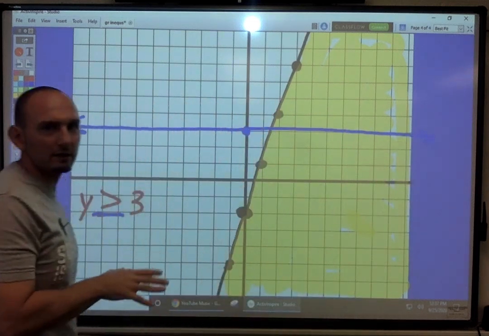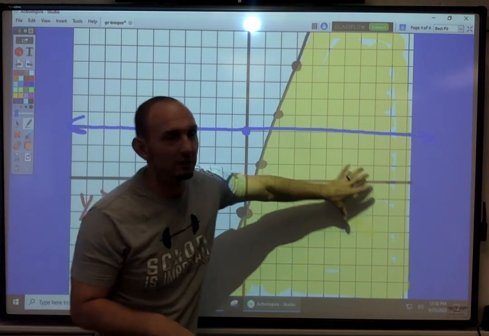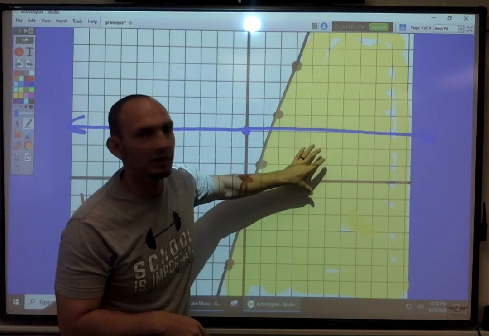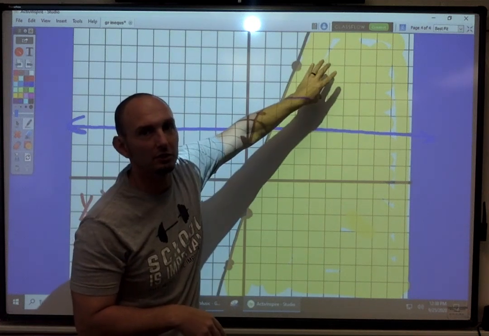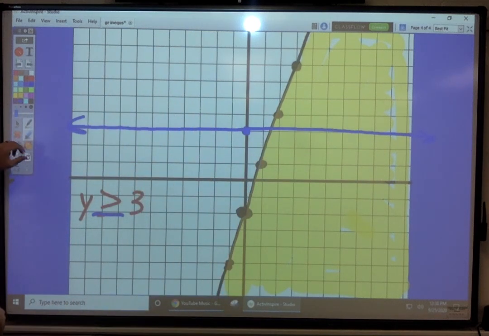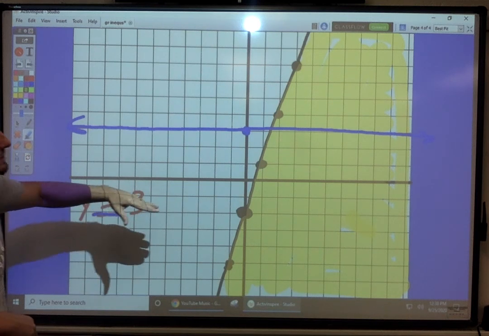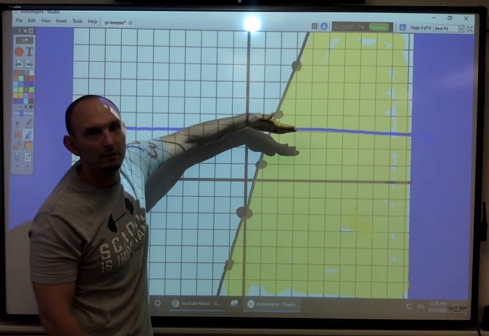So, looking right now, I've drawn both lines. One's already shaded. My solution is going to be one of 2 places. It's either this section here, it's already shaded, or this section up here that's already shaded. So now we've got to figure that out. y is greater than or equal to 3. So where are they greater than 3? Above it.